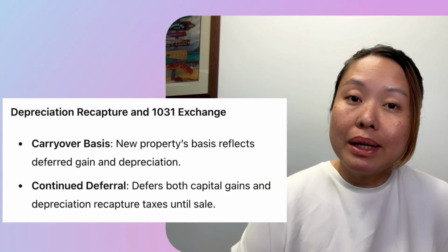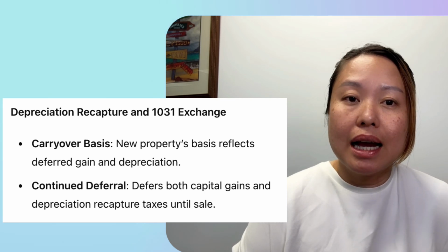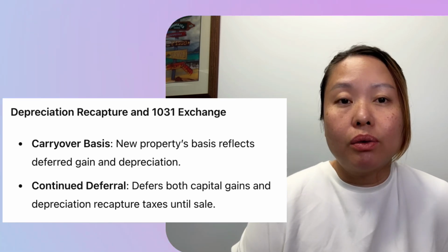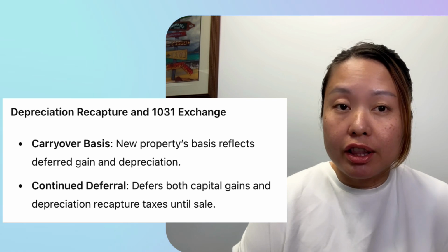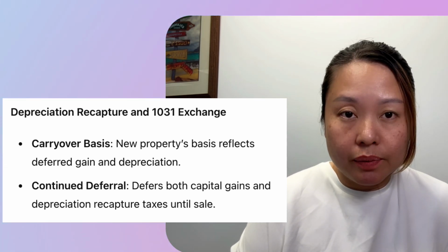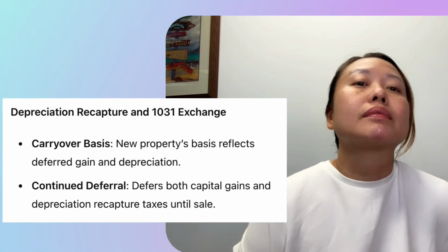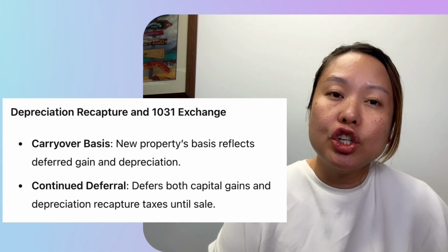So let's talk about depreciation recapture and 1031 exchange. When you perform a 1031 exchange, the deferred gain includes both the capital gain and the depreciation recapture. So how does it work? It works by carrying over the basis. The basis of the new property is adjusted to reflect the deferred gain and accumulated depreciation. The second point is the continued deferral. So both capital gain tax and depreciation recapture tax are deferred until the new property is sold in a taxable transaction.